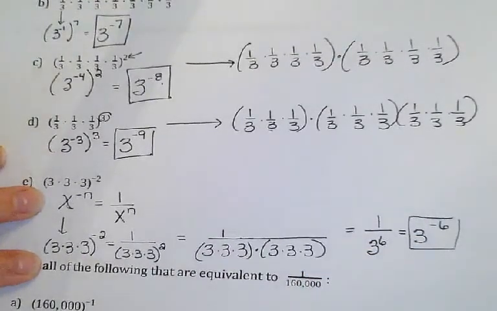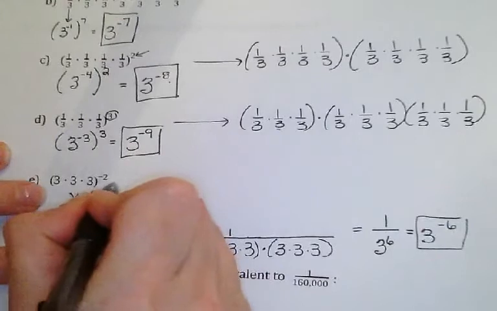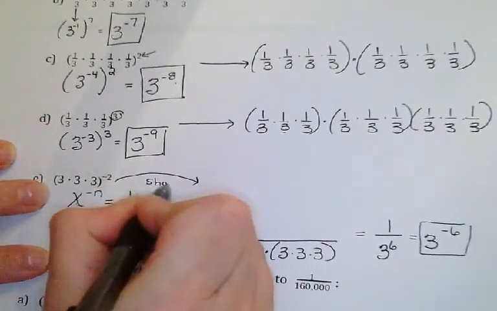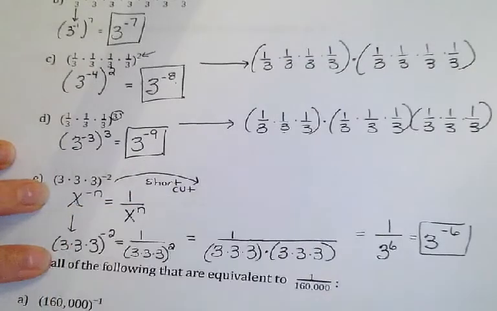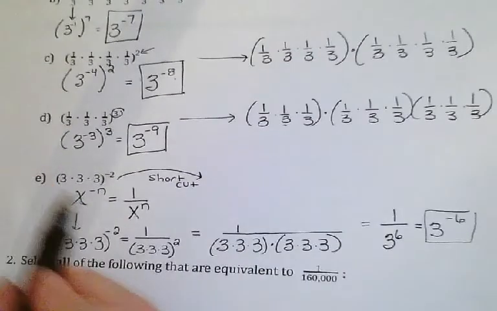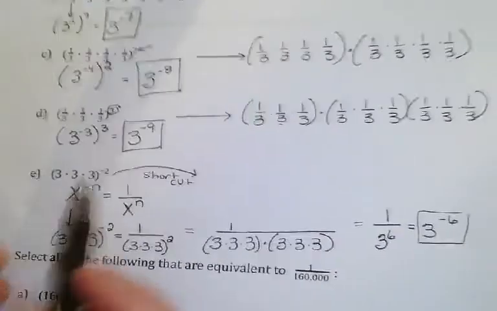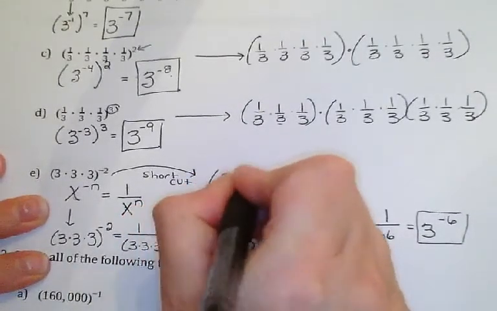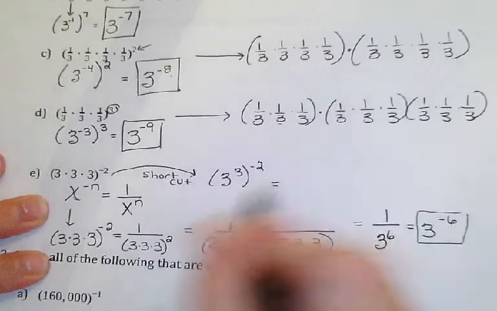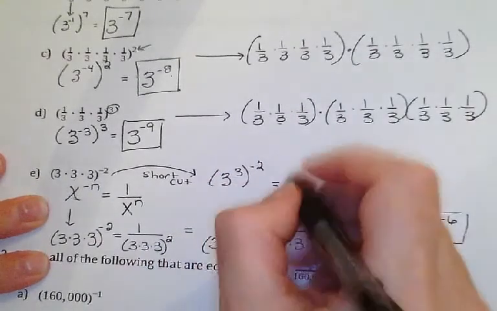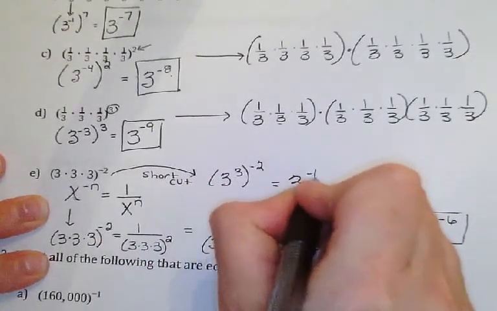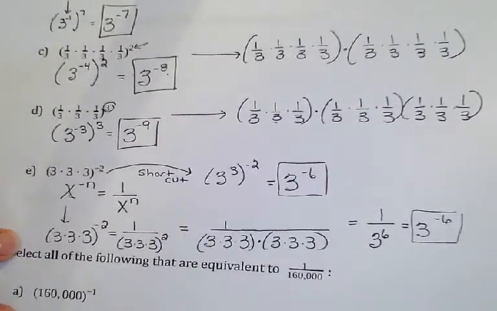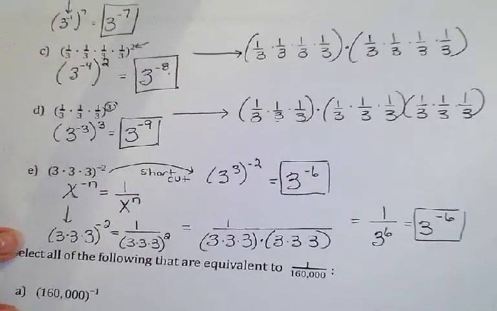I kind of took the long way from here up at the top. The shortcut would have been to figure out how many 3's are inside the parentheses. 3. And then make that to the negative 2 power. So all you need to do is multiply the powers. As you can see, there are multiple ways to get the answer. You do what's most comfortable for you.